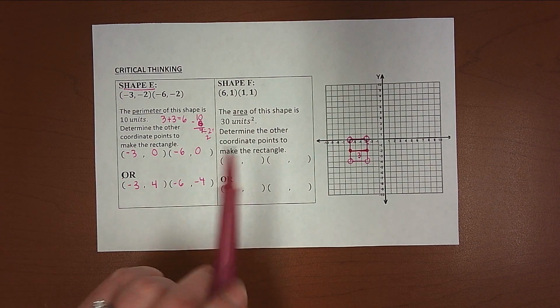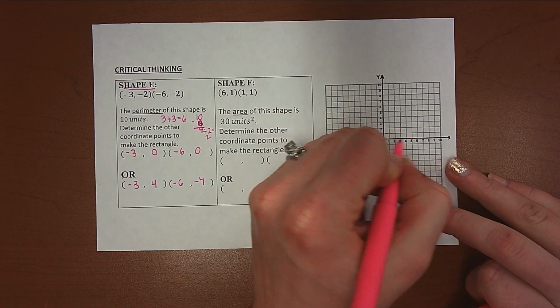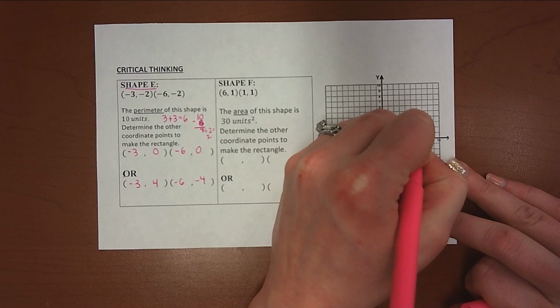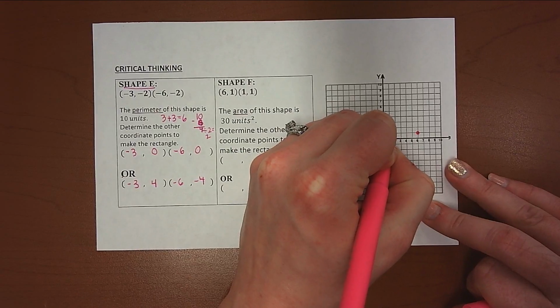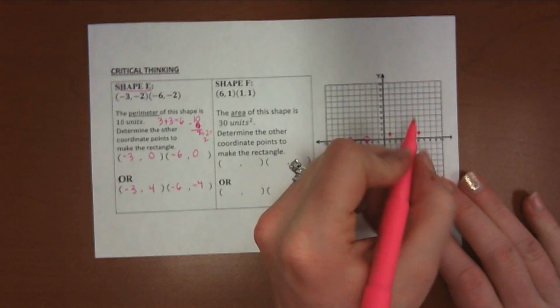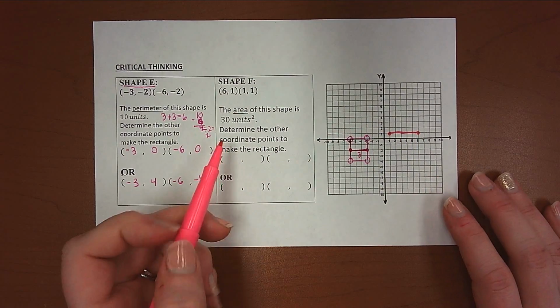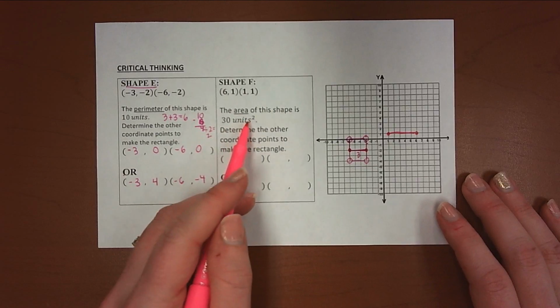And so then shape F. Shape F is located at 6, 1 and 1, 1. And so I'm going to come over 6, 1 and 1, 1, and I'm going to connect those 2 points with a line. This time it tells us that the area of this shape is 30 units squared.